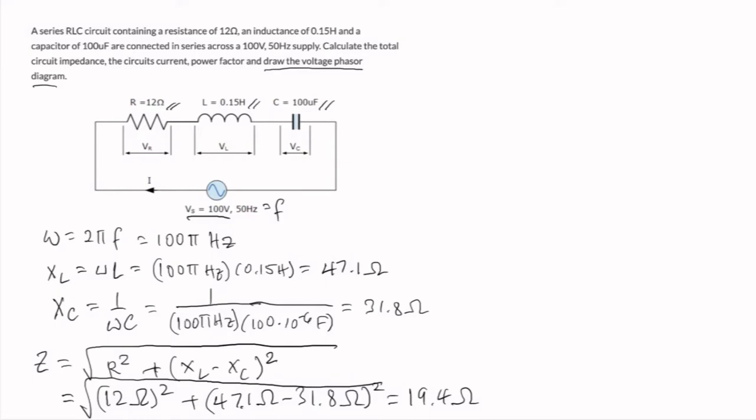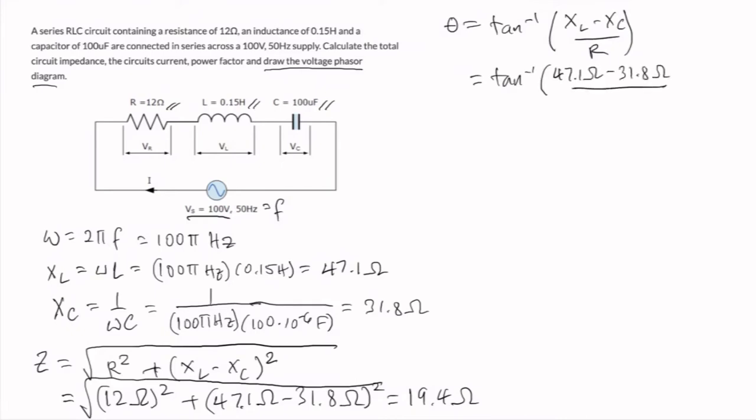From this, we can also solve for the phase angle. The phase angle is given by the inverse tangent of (XL minus XC) over R, which is equal to tangent inverse of (47.1 ohm minus 31.8 ohms) divided by 12 ohms. This has a value of 0.9055 radians or 51.9 degrees.